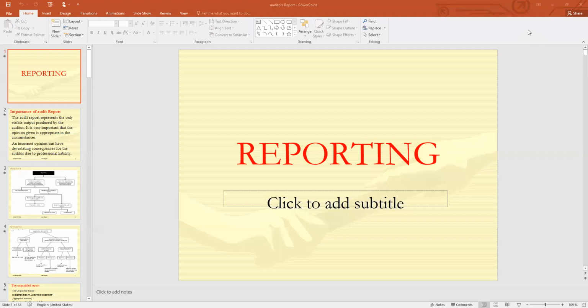Welcome to our class. So today, as we agreed yesterday, we discuss audit reporting. And as I mentioned, don't forget this is the final step of the audit process.